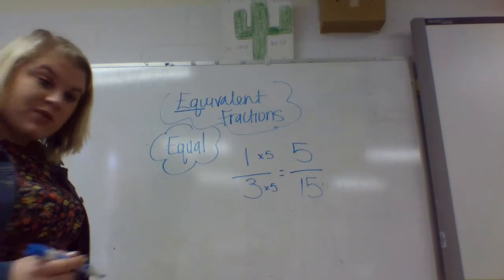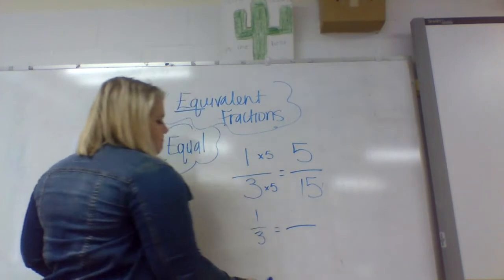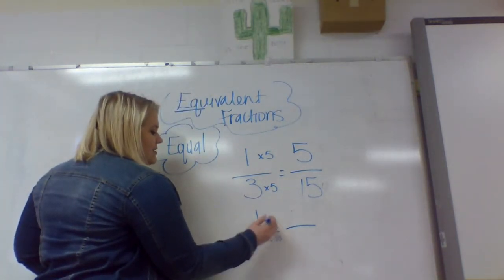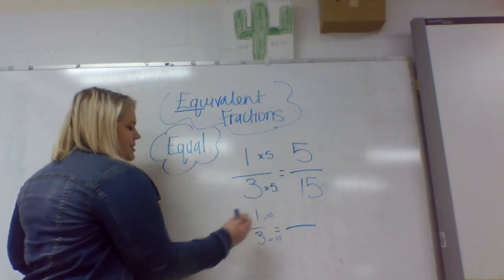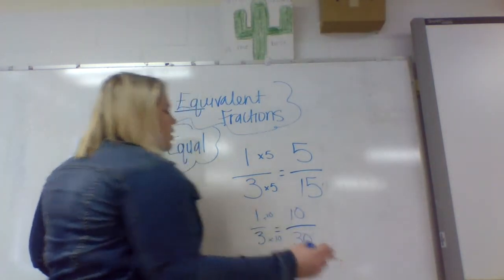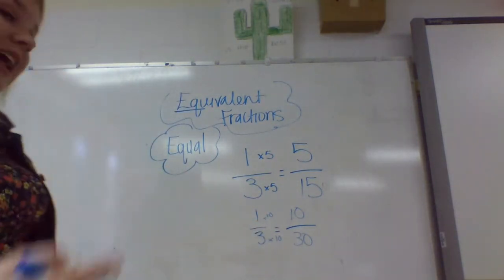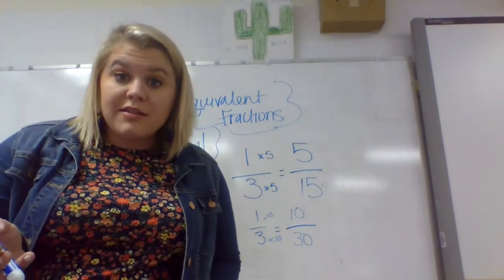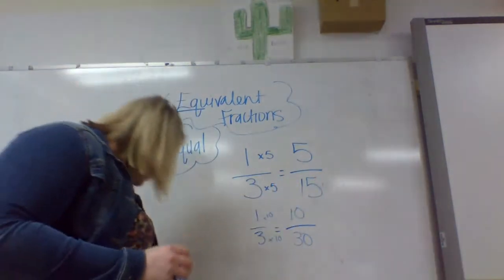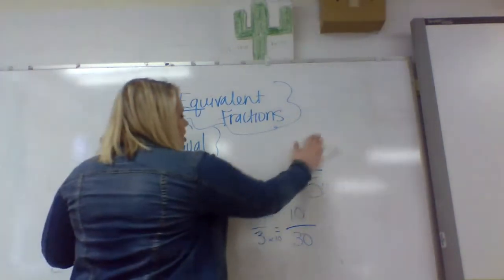But is that the only thing it's equivalent to? 1/3 equals, maybe I want to multiply by 10 this time. Whatever I do to the bottom, I have to do to the top. 1 times 10 is 10. 3 times 10 is 30. So now I know that 1/3 is equivalent to 5/15 and to 10/30. So there are an unlimited number of equivalent fractions you can find for any given fraction.